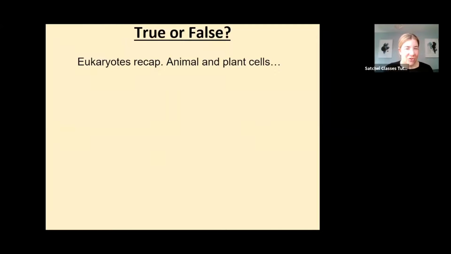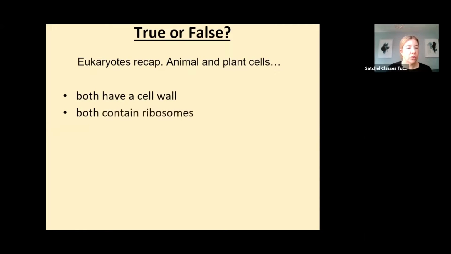Let's have a quick true or false quiz to see what you remember. We'll have a quick recap just about eukaryotic cells first, and then we'll go into prokaryotic cells. Animal and plant cells both have a cell wall. If you're writing this down, maybe just put T or F, or if you're doing this in your head, that's absolutely fine. True or false, they both have a cell wall.